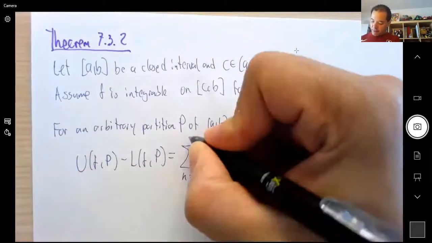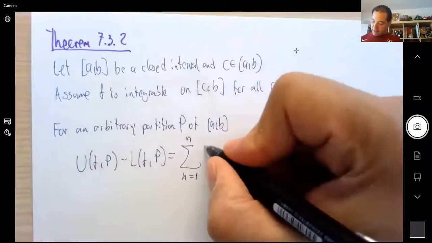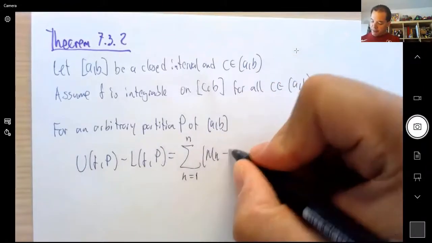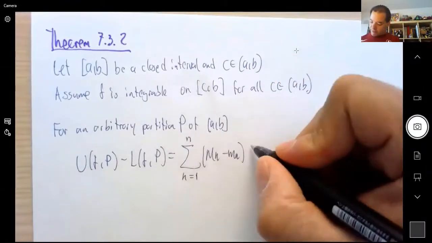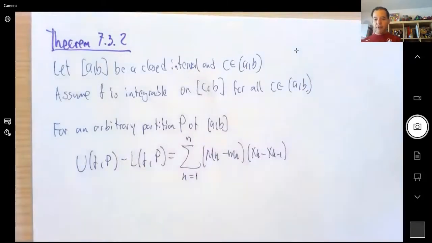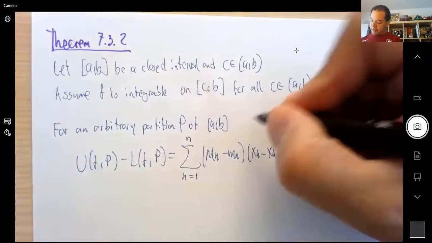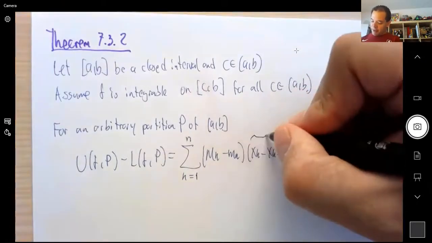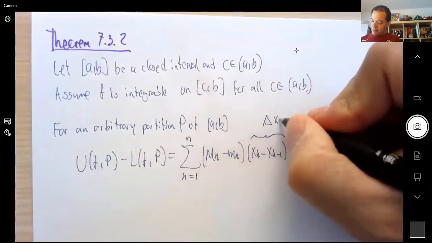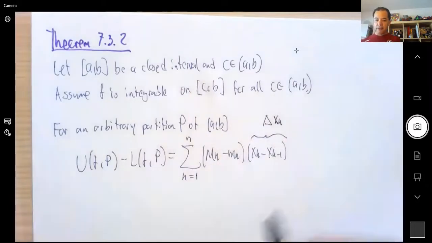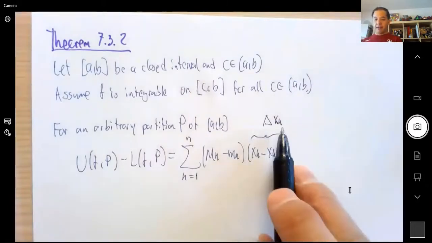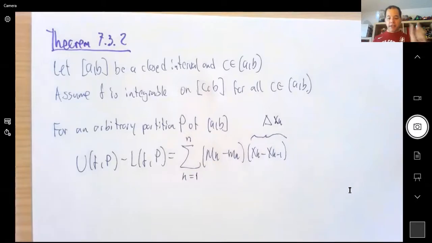The sum from 1 to n of the supremum minus the infimum of xk minus xk minus 1. Now, I'm going to simplify the notation a little bit. Let's call this, because I don't want to carry it around all the time, maybe you remember this from your calculus A, I'm going to call it delta of xk. So it's the little length of the interval, all right? That way we don't carry it around all the time.